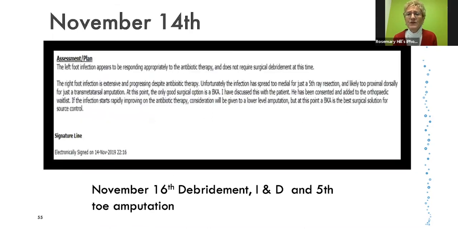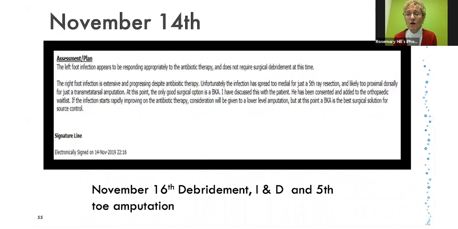And things were looking not great. And so I included the orthopedic surgeon's note. It's the documentation from the chart, which said it's looking like this area is going to need to be debrided. We're going to do an I&D. There'll be a fifth toe amputation, but there's a fairly high possibility that he will need a below-knee amputation. Obviously, we wanted to avoid that at all costs.